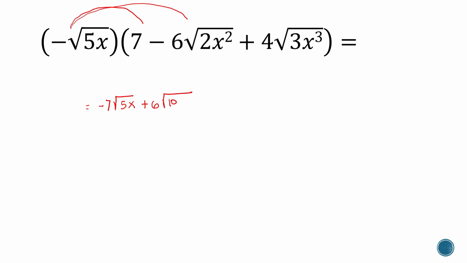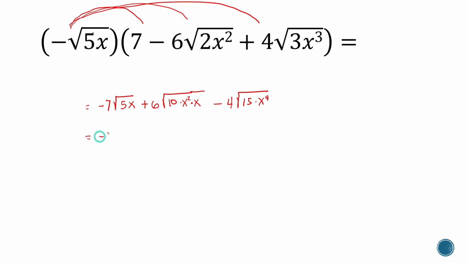X squared times x is x raised to 3. So I'm going to put x squared times x because I will simplify that x squared later on. No, it's not plus, it's minus. When we multiply this to this, negative times positive is negative. 3 times 5 is 15. And again, I think there's no perfect square factor of 15 aside from 1. X times x raised to 3, this is perfect right here. It's x raised to 4. And 4 is divisible by 2.